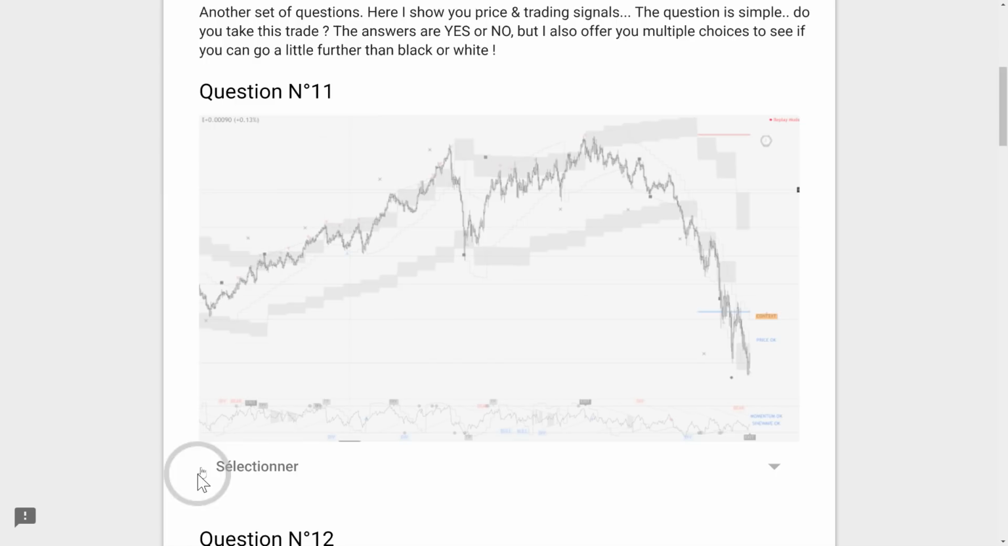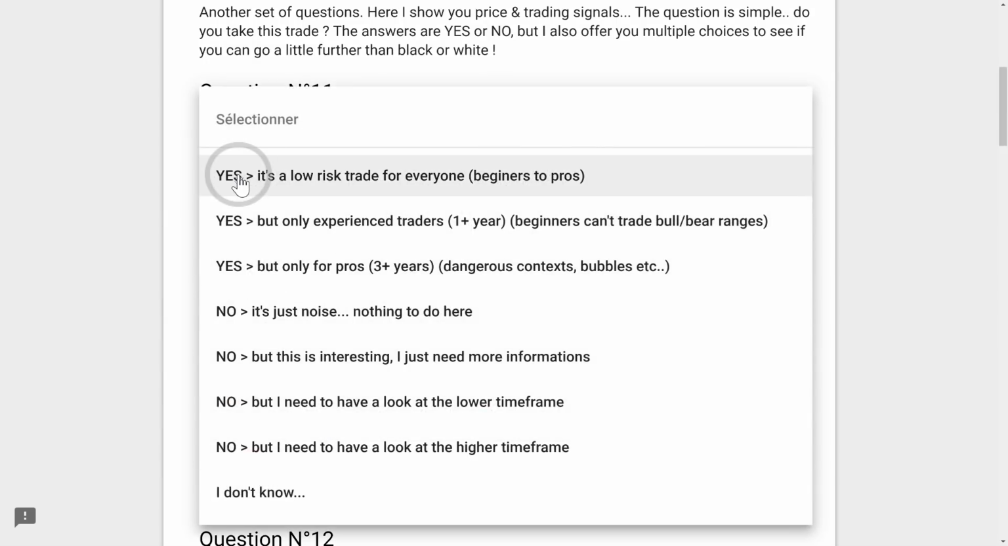The question has multiple answers, meaning that yes isn't just a black or white answer. It isn't you take the trade or you don't take the trade. It's never like that. It can be yes for everyone, it's a pure trade, low risk trade, everybody should take it, or no, only experienced traders should take it because some conditions are not necessarily all being met, so it requires a little bit of expertise, or yes, but only for professionals because we're trading dangerous contexts like bubbles, extended trends, or stuff like that.